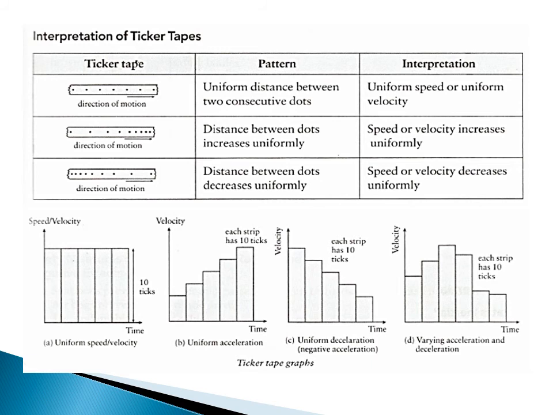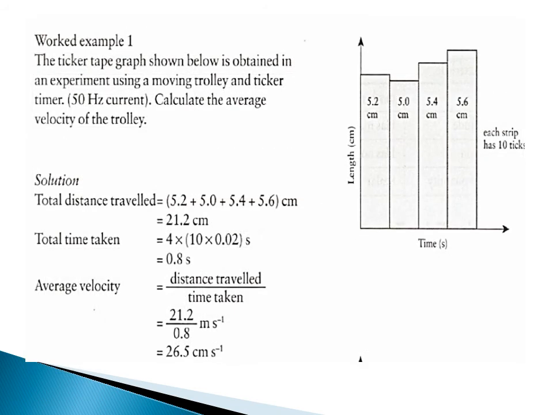Slower to faster means deceleration. But in the last diagram, look at the diagram, right? You can see first the increase in speed, after that the increase, after that decrease. So there is varying acceleration and deceleration. Now we're going to calculate the average deceleration by referring to the tape.